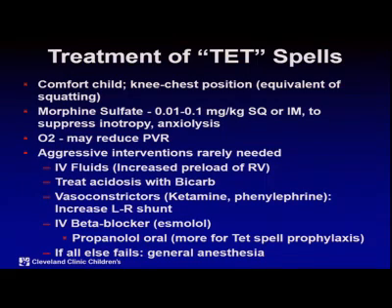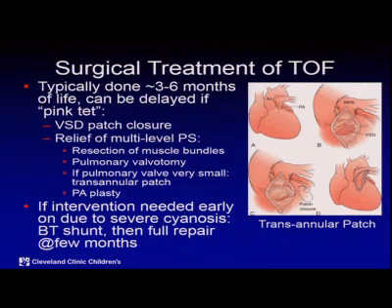Vasoconstrictors, which will elevate pulmonary systemic vascular resistance and favor more left to right shunting. Or you could use IV beta blocker to slow the heart down and allow more right ventricular filling. Propranolol is more for long-term TET-spell prophylaxis. And finally, if all of these fail, then we put them under general anesthesia.